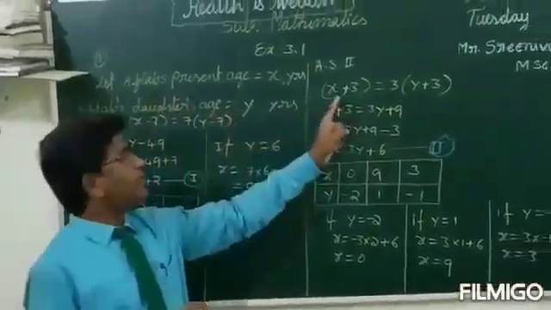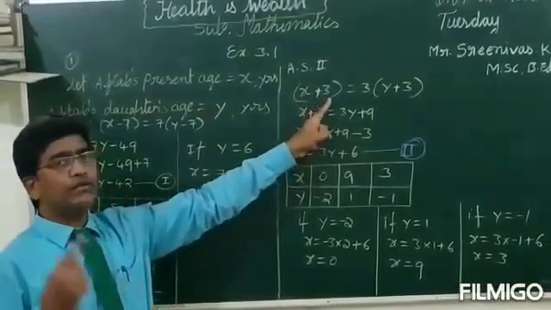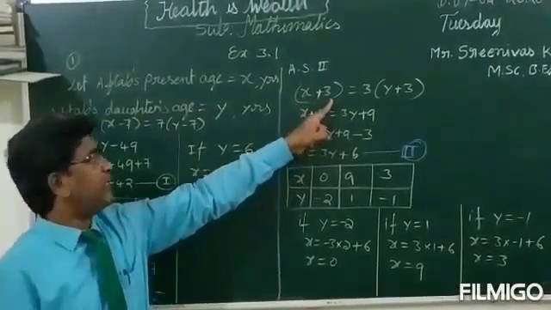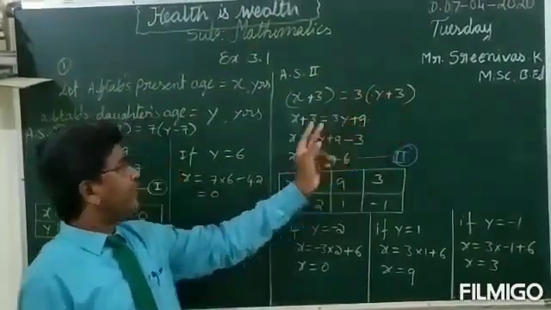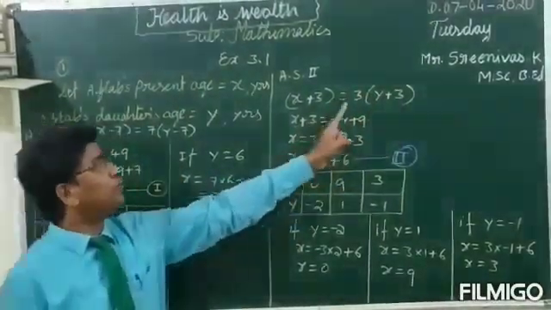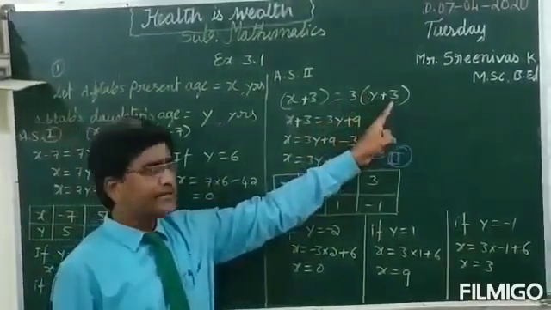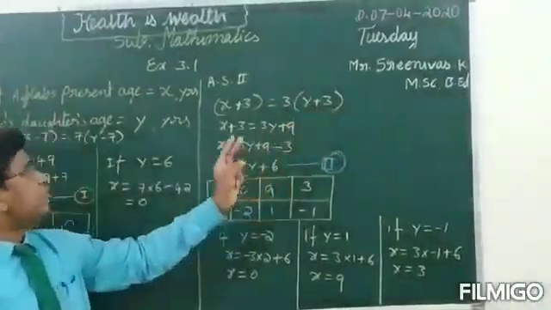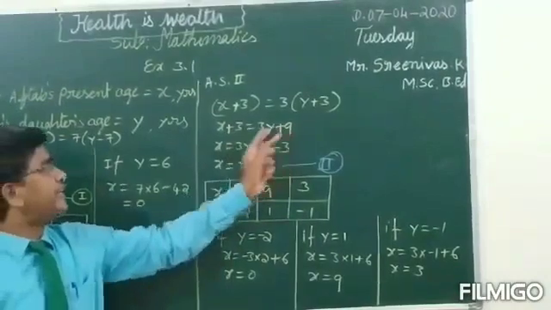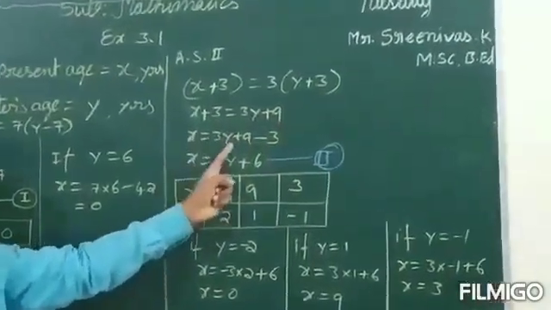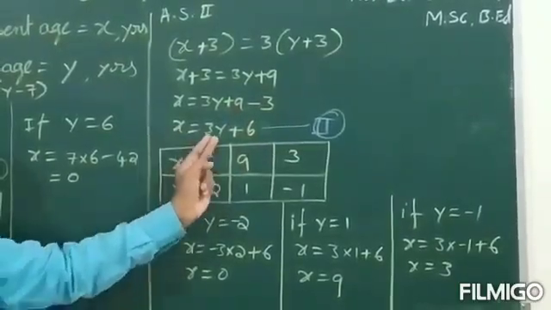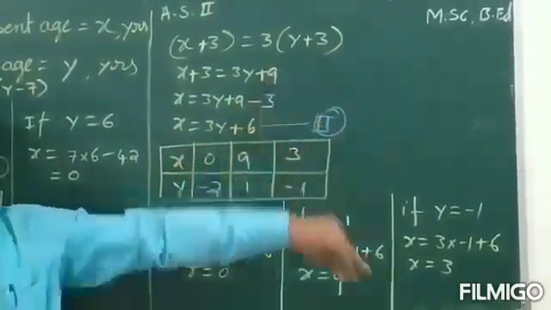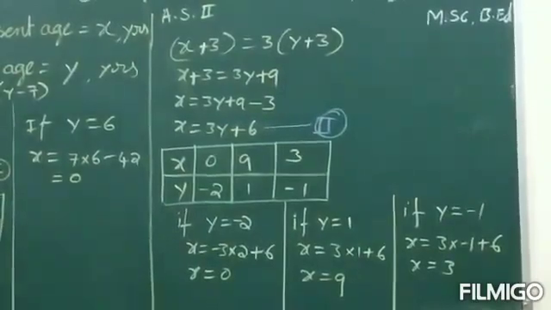So according to that, here x plus 3 equal to 3 times his daughter's age, so equal to 3 of y plus 3. After opening the bracket, you see x plus 3 equal to 3 into y plus 3 into 3, which is 9. So transpose this 3 to that side, x equal to 3y plus 9 minus 3. So you will get x equal to 3y plus 6, which is the second equation. It is in algebraic form.